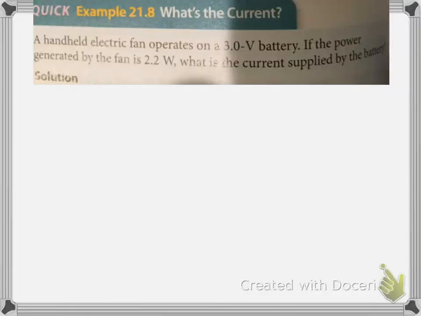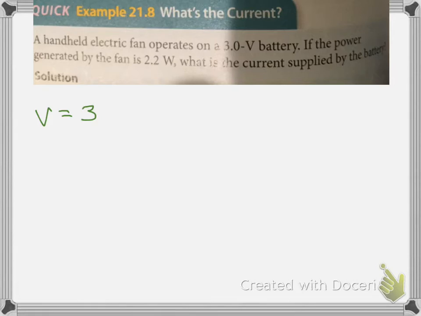All right, so our first example is on page 766 in your book if you want to follow along. It's example 21.8, and it says a handheld electric fan operates on a 3-volt battery. So we know our voltage is 3.